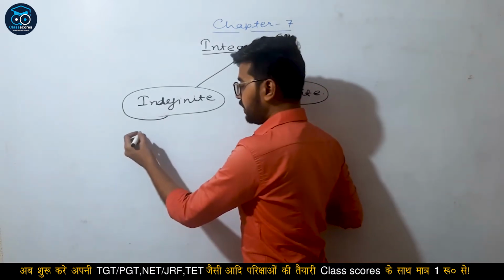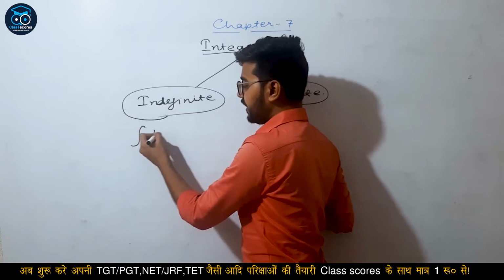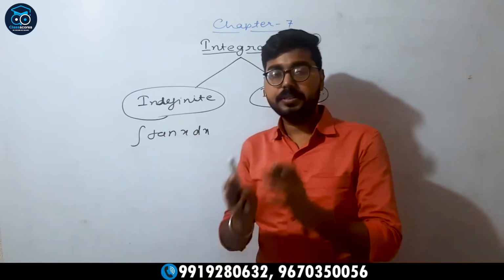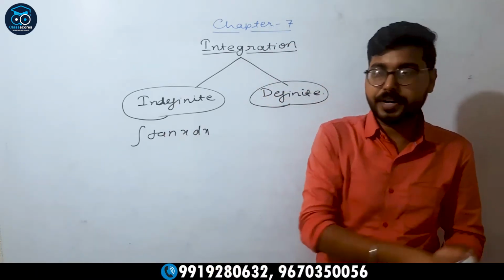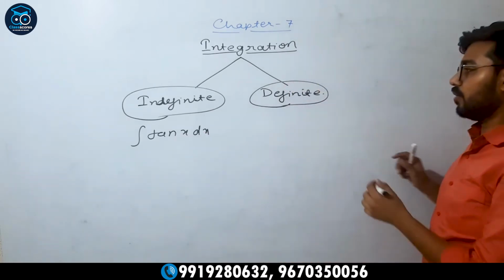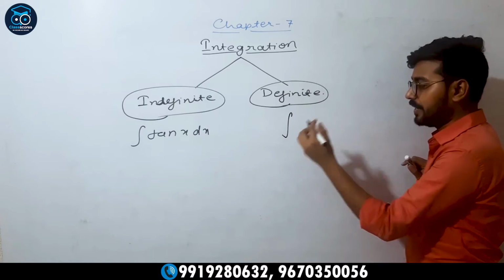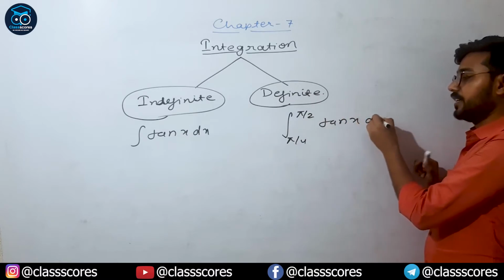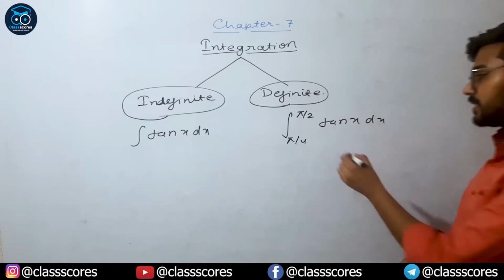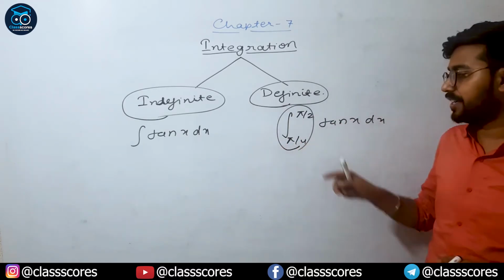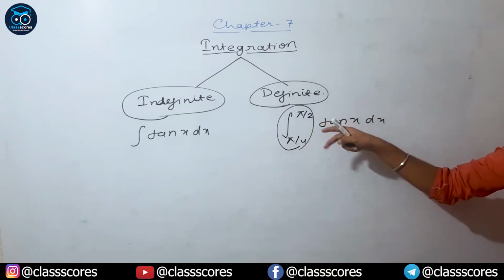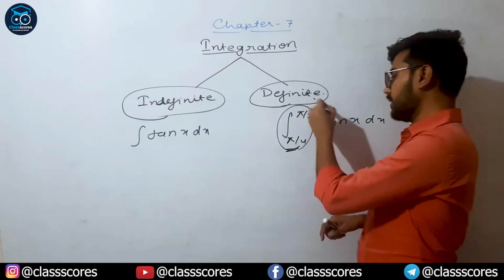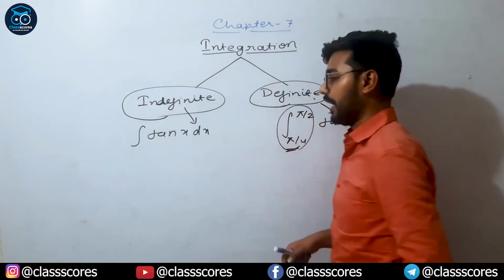For example, if someone asks to find the integration of tan x dx, here they never mention from which part to which part you have to integrate this function. Now for definite integration it always gives you a limit, like we have to integrate from pi by 4 to pi by 2 for tan x dx. Now you are bounded with a specific limit. You only need to integrate for this region. Leave all the other regions, just integrate only for this region. So this is basically definite integration and this is indefinite integration.